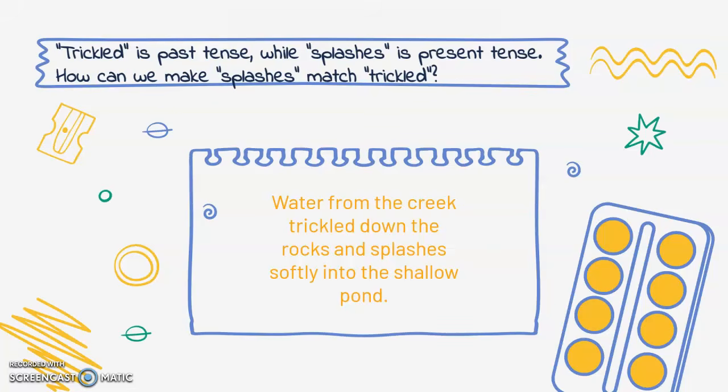Now what you're going to do is go to IXL. There is a skill on your checklist that I'd like you to complete. Your goal is to get a 75 or higher and see if you can correctly change verb tenses.